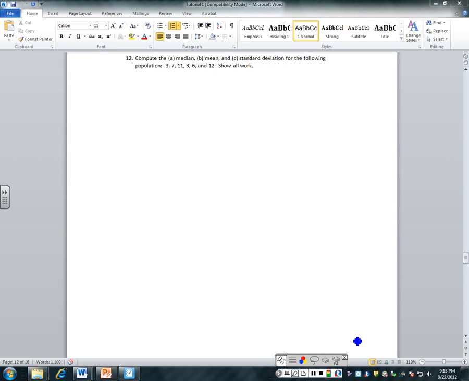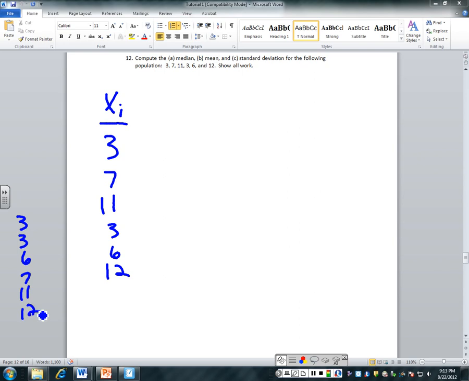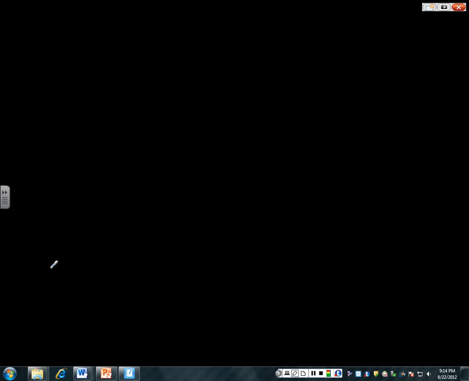We have a set of numbers. I'm just going to call it X sub I. X is the variable in this case, which is just whatever the number is. It has values of 3, 7, 11, 3, 6, and 12. And I want to compute the median. So to get the median, I'm going to have to put those numbers in order. I'll do that over here: 3, 3, 6, 7, 11, and 12. The median is just the middle number in an ordered array. So I drew a line here, half the numbers above, half the numbers below, and I'm just going to go halfway in between those. So the median will be 6.5.